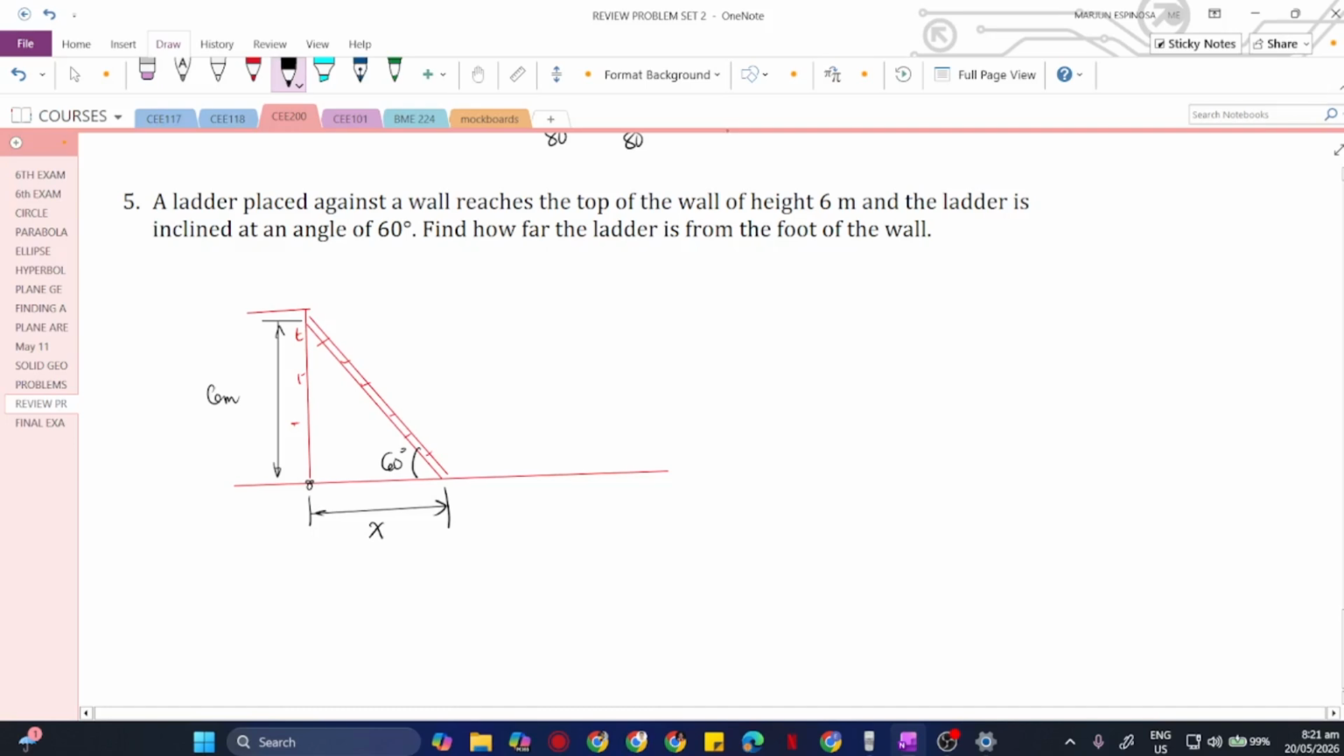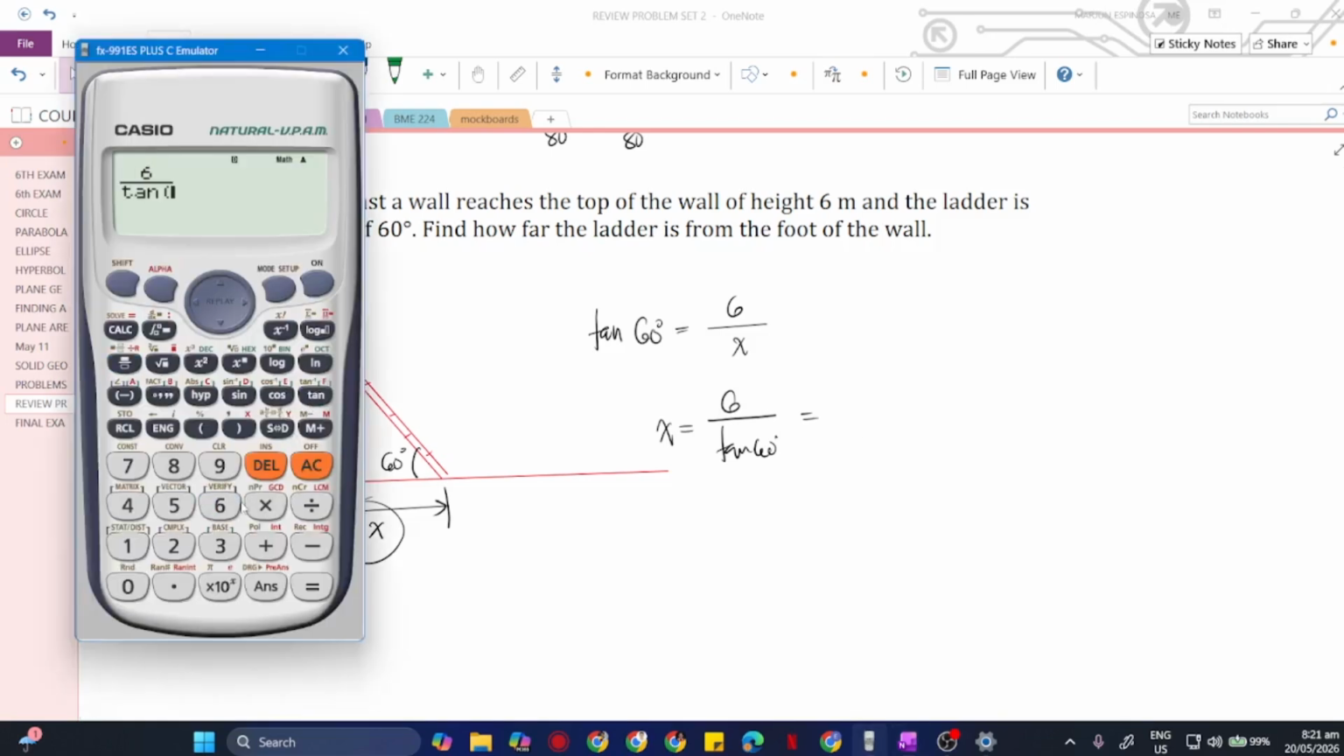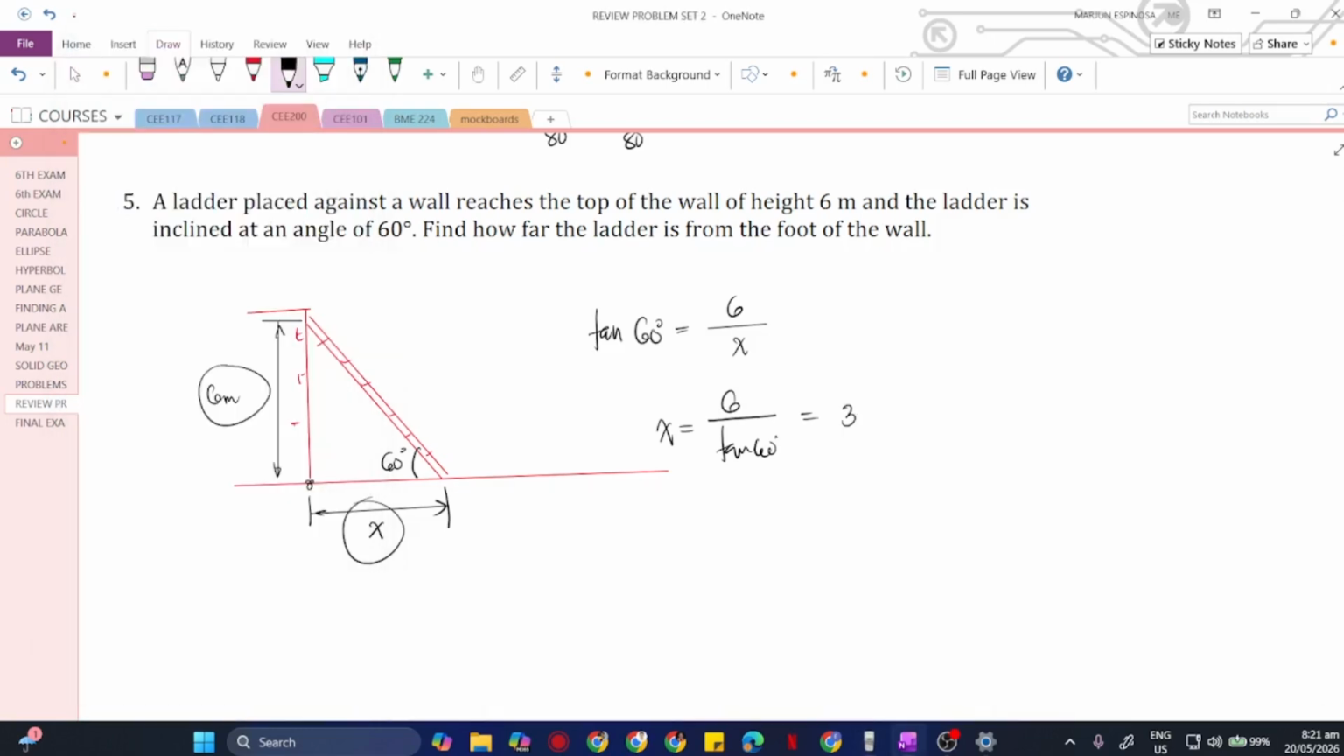So, we have the opposite side of our angle and we also have the adjacent side. So, we can use the tangent. Tangent of our angle 60 degrees is equivalent to the opposite, which is 6, over the adjacent, which is x. So, therefore, cross-multiply. We have here x equivalent to 6 over tangent of 60 degrees. Let's get our calculator. That would give us 6 over tan 60, or that is equivalent to 2 square root of 3 or 3.46. 3.46, and that is in meters.